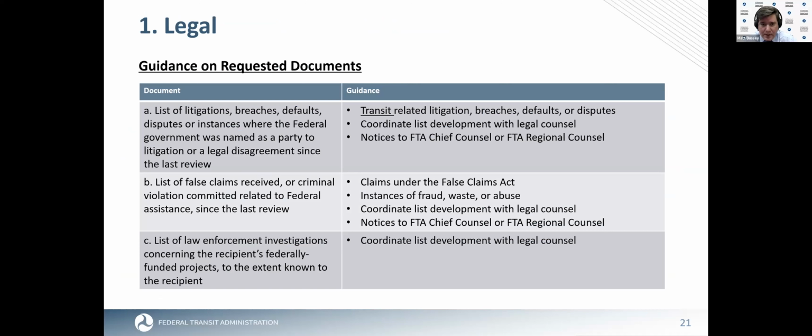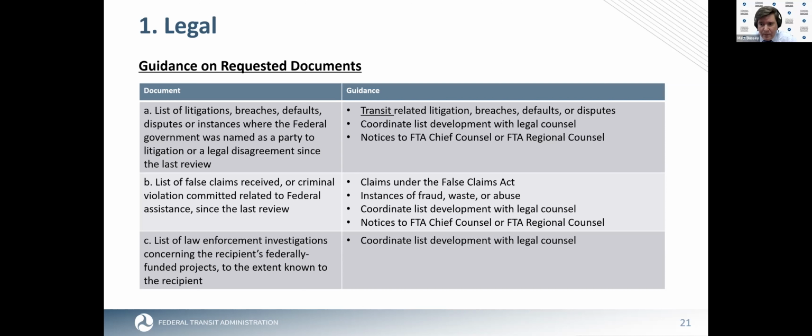The first item that's requested in legal is a list of litigations, breaches, defaults, disputes, or instances where the federal government was named as a party to litigation or legal disagreement since the last review. And a couple things to note here. First of all, we're talking about transit-related litigation, breaches, disputes. So if you're a city and you have a litigation or dispute in some other department that has nothing to do with transit, then just ignore that. We're only focusing on transit aspects.